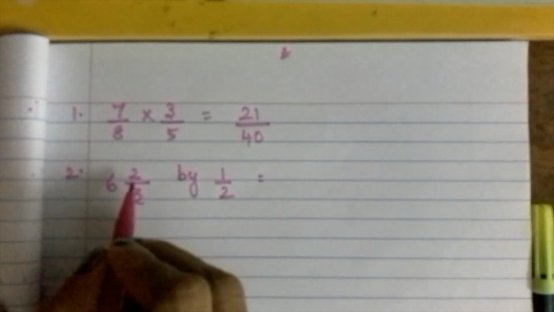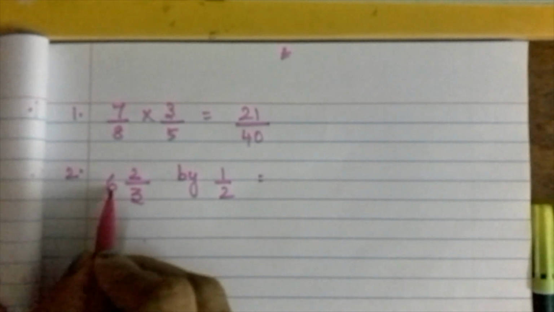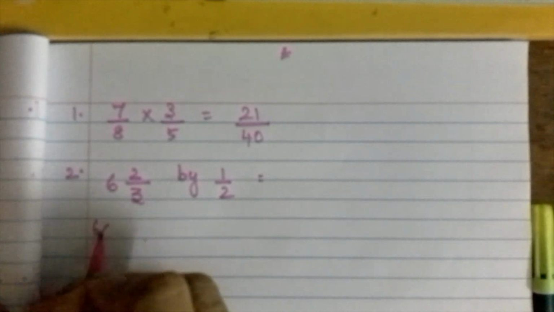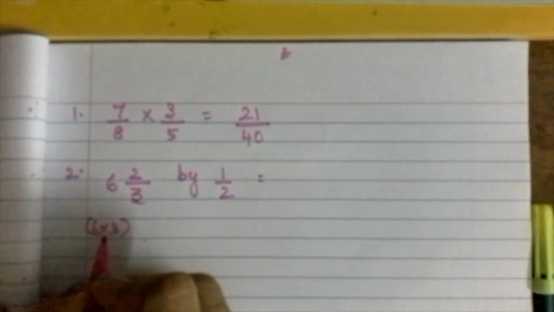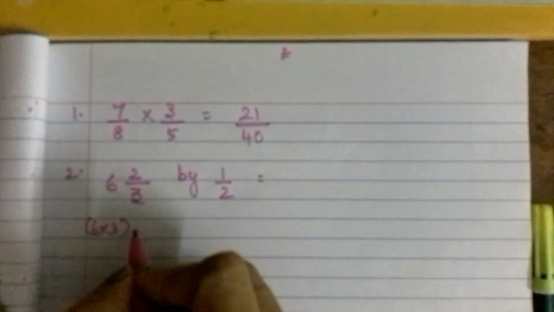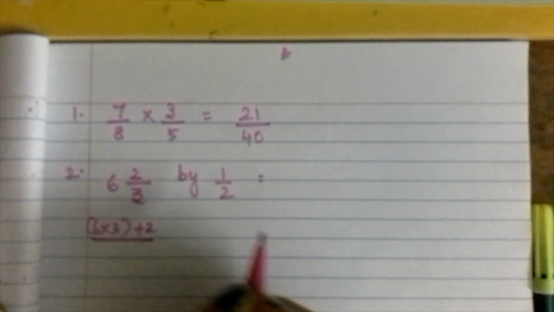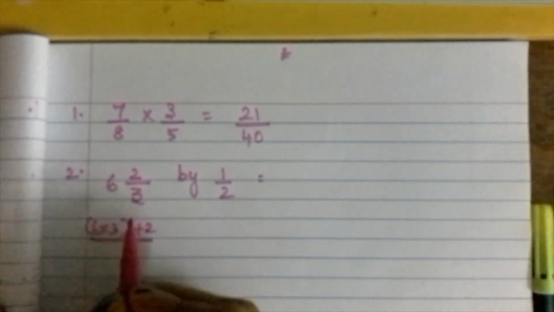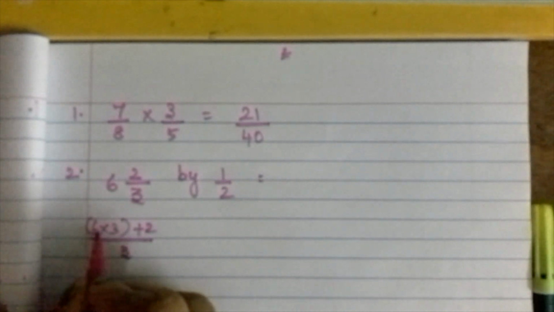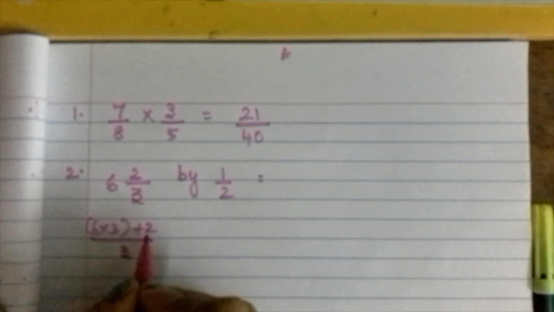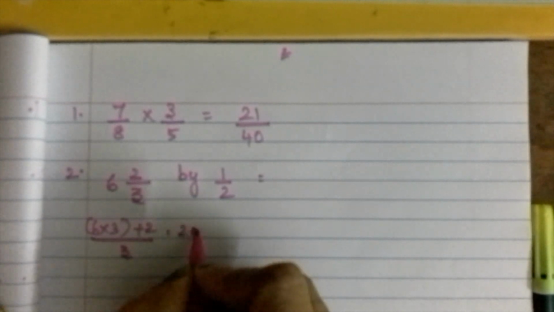So now I'll quickly tell you. First, you will have to multiply the whole number with the denominator, that is 6 into 3. With this answer, you will have to add the numerator, divided by the same denominator carried forward. So 6 into 3 is 18, 18 plus 2 is 20. So it will be 20 by 3.